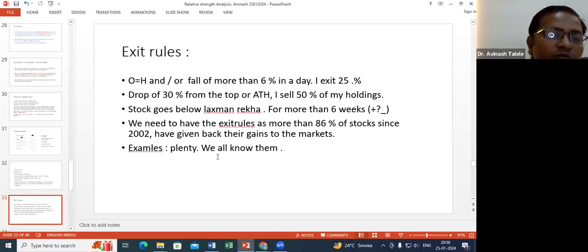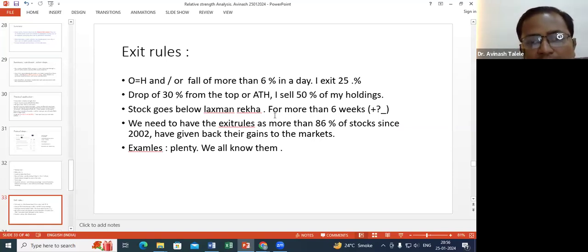If there is a drop of 30% from the top, from all-time high, I sell 50% of my holdings. Sell first, think later. The news will always come late. Remember how Yes Bank was being sold to you. Every time it was dropping, there was positive news being planted for us. Oh, the stock is coming down, it is attractive valuation, this is happening, that is happening. People like us, we kept on buying and see where we are now.